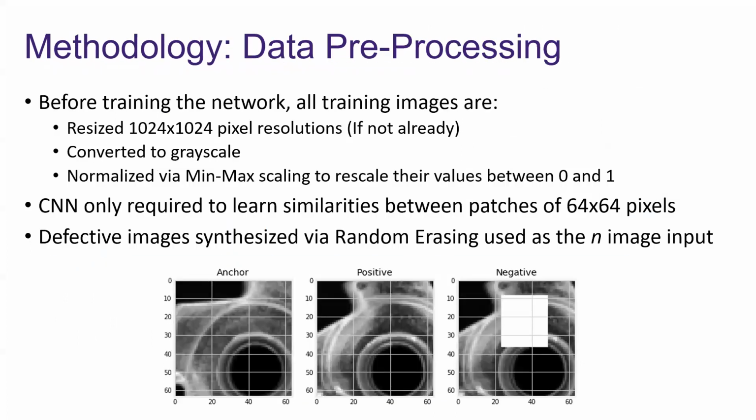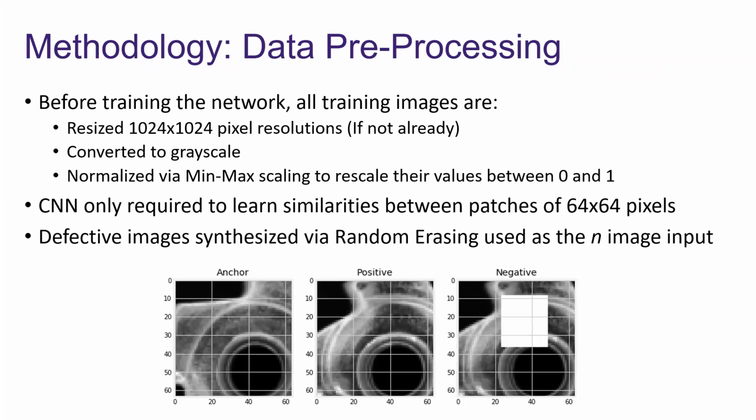Before training the network, all training images are resized to 1024 by 1024 pixel resolution, converted to grayscale, and normalized via min-max scaling to rescale their values between 0 and 1. The CNN here is only required to learn similarities between patches of 64 by 64 pixels, and that idea is inspired by previous work, which demonstrated that this data is sufficient for defect classification, and in addition, it increases the amount of training data available. Defective images used as the N image input into the network are instead artificially synthesized exclusively from the non-defective images using random erasing.